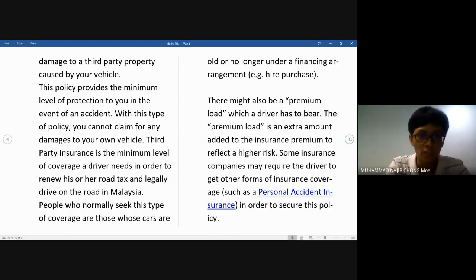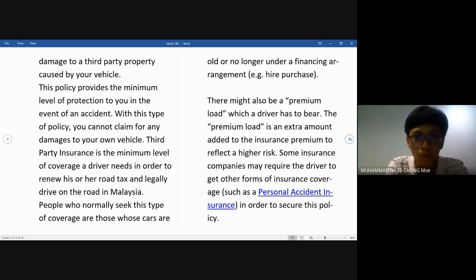Third-party insurance is the minimum level of coverage a driver needs in order to renew his or her road tax and legally drive on the road in Malaysia. People who normally seek this type of coverage are those whose cars are old and no longer under a financing arrangement, for example, hire purchase.